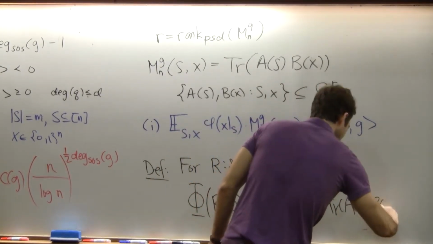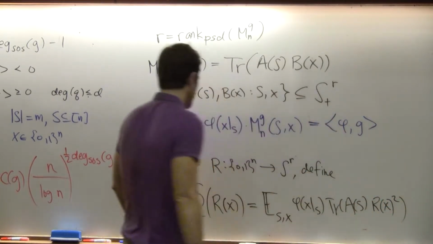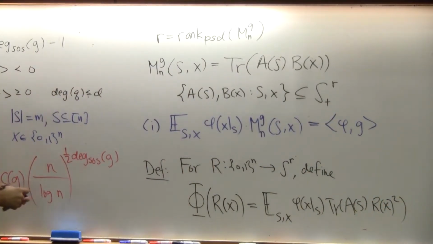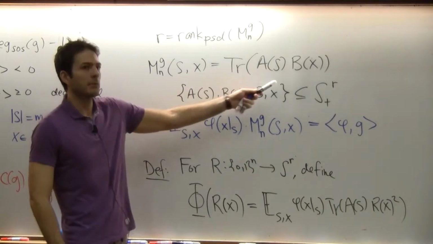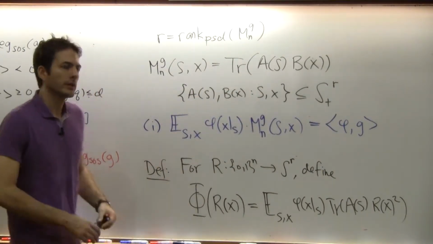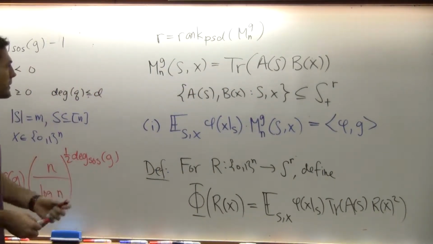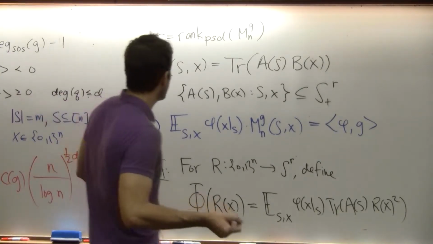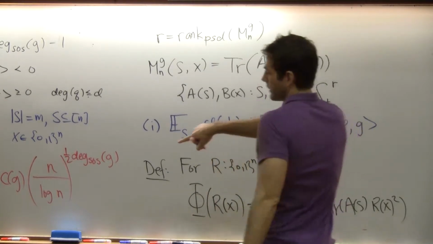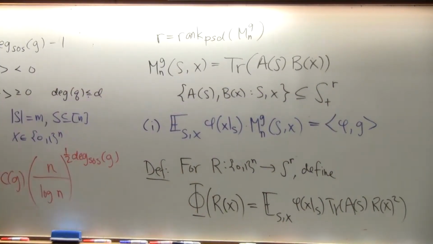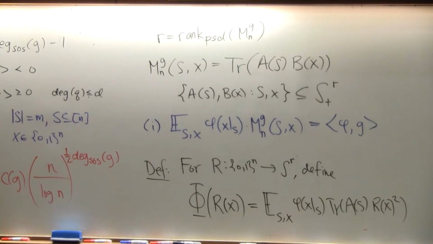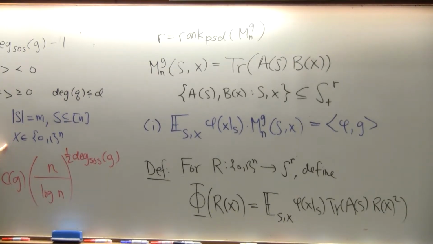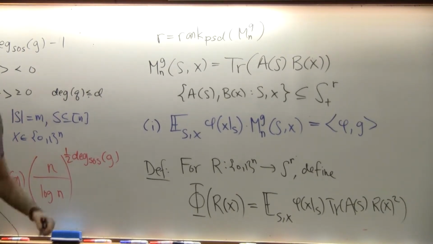Alright, square. Okay. So I just defined this thing where I replace b of x by r of x squared, just because I don't want to have to write square roots all the time. That's the reason. So now, how could we translate our goal here? So the expectation, as always, is over a uniformly random s of size m and x from 0 1 to the n. So anytime you see s and x, that's what the expectation is over.